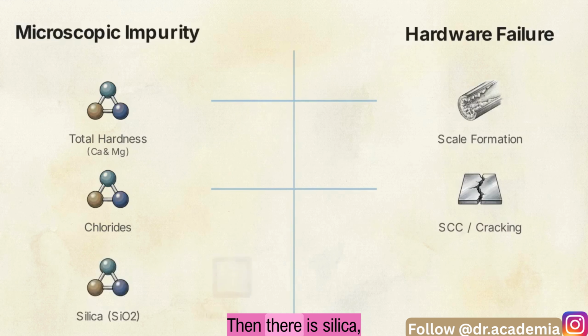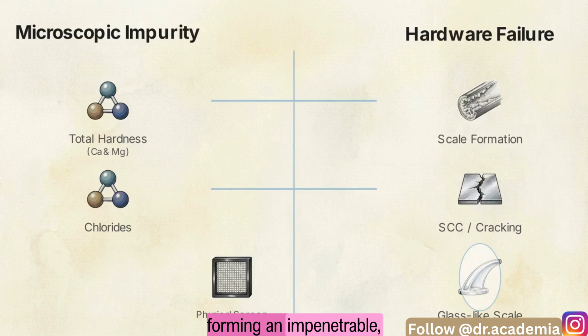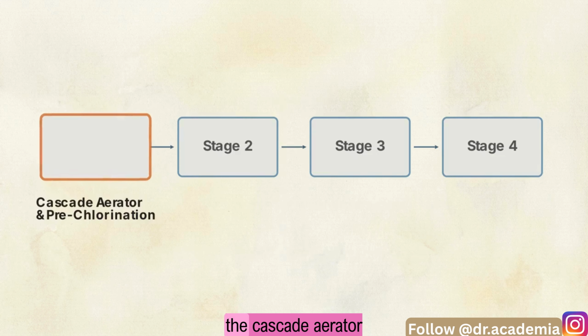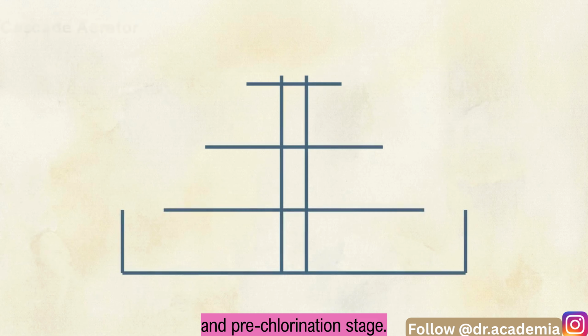Then there is silica, or silicon dioxide. This impurity bypasses basic physical screens and carries over into the steam, forming an impenetrable glass-like scale on high-speed turbine blades. The PTP must strip these impurities from the water, reducing their concentrations from high parts per million down to trace parts per billion. By absorbing this bulk impurity load, the PTP protects the sensitive downstream demineralization plant from rapid degradation. The process begins here at the first node of the pipeline, the cascade aerator and pre-chlorination stage.